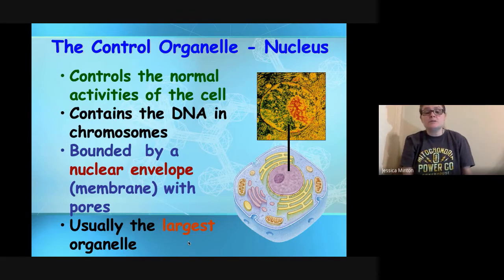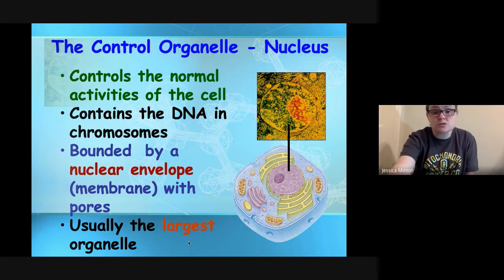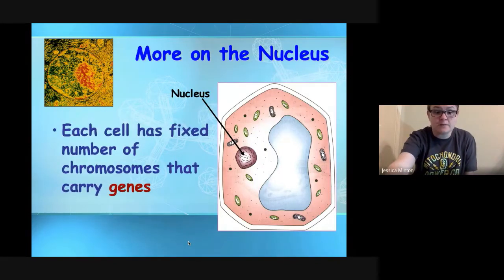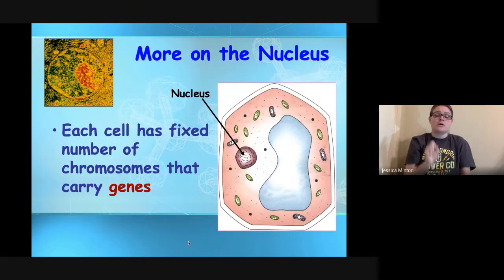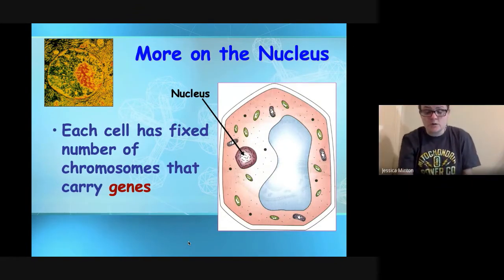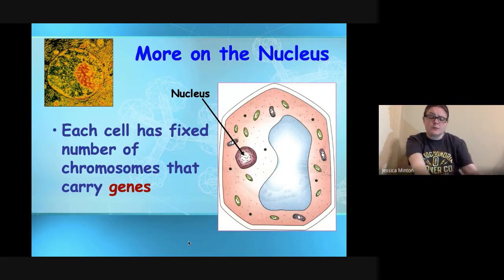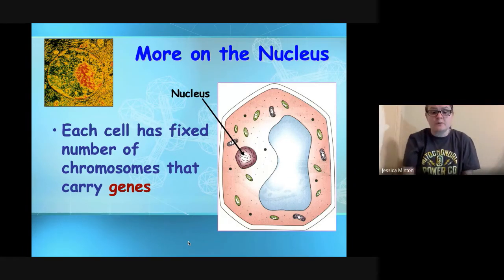Now, in most cells, this is going to be the largest organelle. In animal cells, it is. In plants, sometimes you might have one organelle that's bigger, however, this is usually the largest organelle. Now, each cell has a fixed number of chromosomes that carry our genes. Going into humans, and this is moving forward a little bit, we know that we have 23 pair. We've got 46 chromosomes, and that's what makes us human.